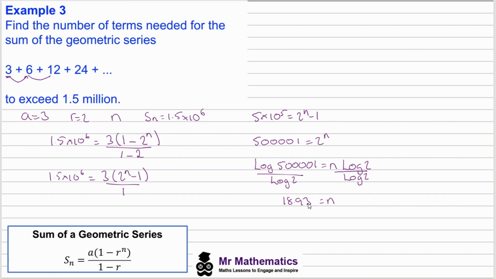So we want the first term to exceed 1.5 million. So this doesn't quite exceed it. So we're looking at the 19th term will be the first term to exceed 1.5 million.